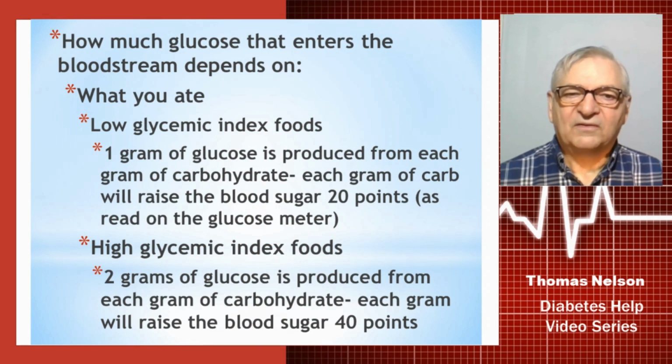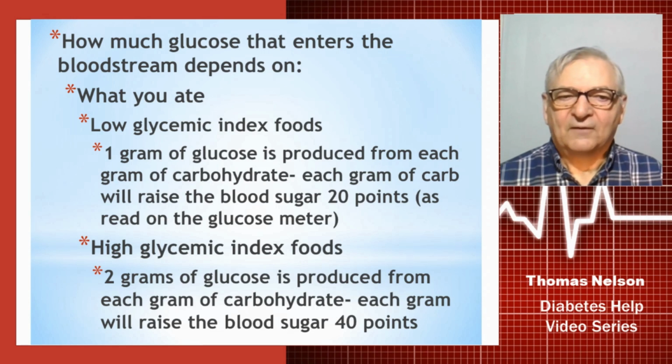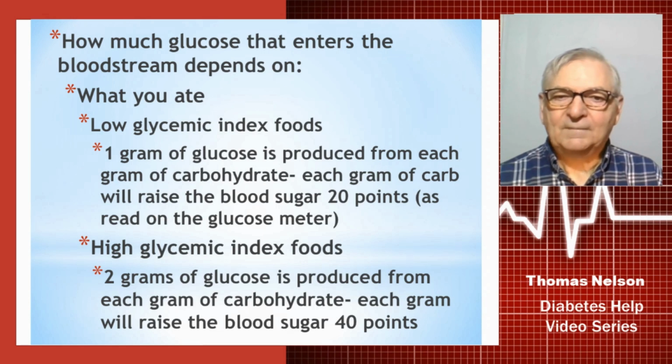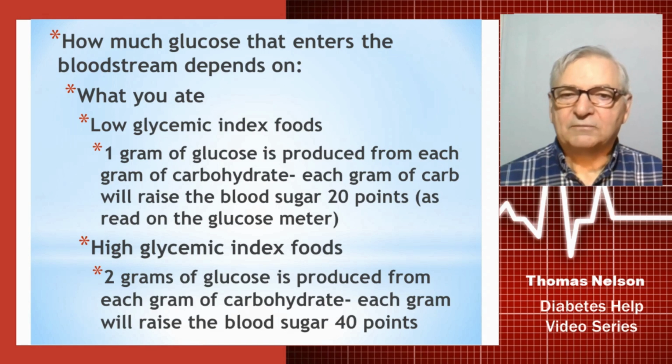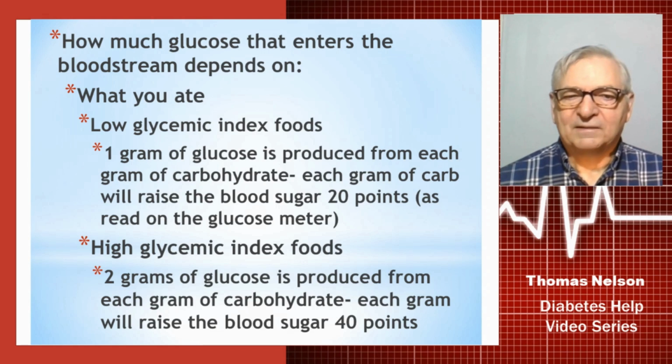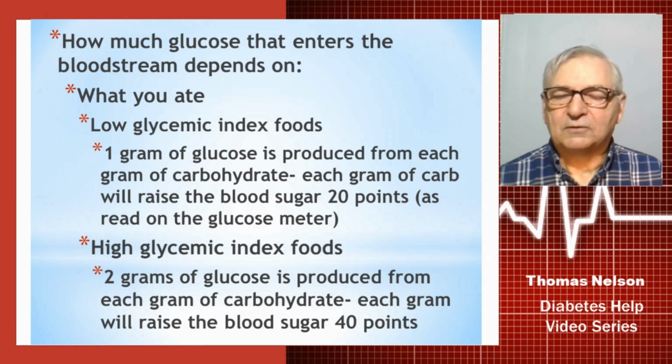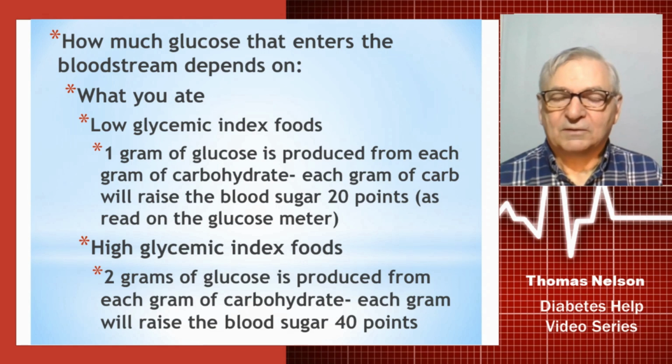So how much glucose enters the bloodstream is going to depend on a couple of things. What you ate, to start with. Low glycemic index foods like vegetables, for example, and some fruits, are only going to produce 1 gram of glucose from each gram of carbohydrate. And that means that each of those grams of carbohydrates is going to enter the bloodstream as 1 gram of glucose. And each one of those grams of glucose is going to raise your blood sugar by approximately 20 points as read on your glucose meter. So you can control your blood sugar by what you eat, and as you'll learn, how much.